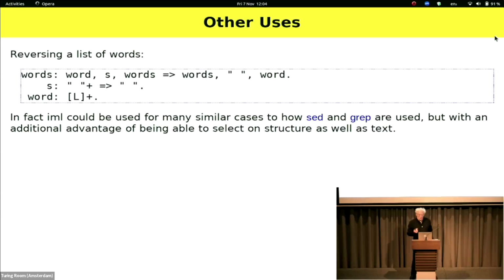For instance, you could reverse a list of words by saying my input is a word followed by more words, and my output is the words that I matched in the first half, followed by the word. So then we get the reversed list. And in fact, ixml could be used for many similar cases to how sed and grep are now used, except that now you're able to select on structure as well as text. So in other words, it would be much, much more powerful.